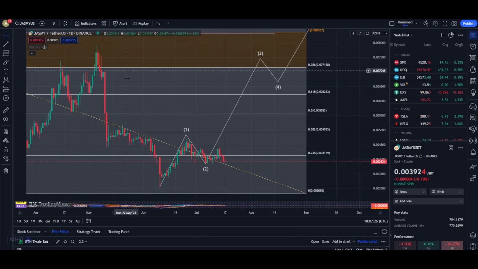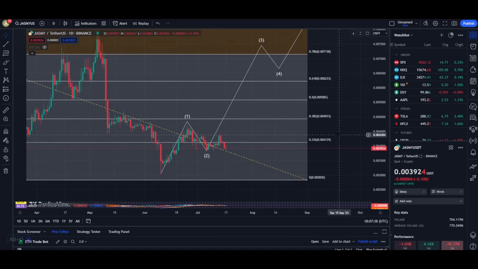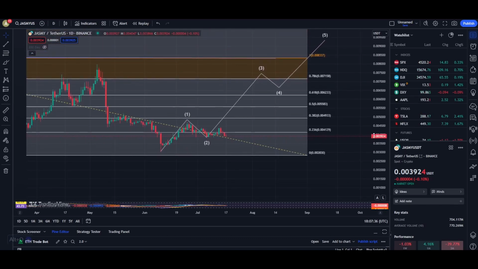So guys, right over here, I have the chart loaded up for Jasmy, and for those of you who are new, I just want to explain that I believe that Jasmy has started forming a massive Elliott wave structure, which includes 5 waves towards the upside. We pumped up in this wave number 1, we came down in this wave number 2, and right now we are preparing for a massive liftoff in this wave number 3.